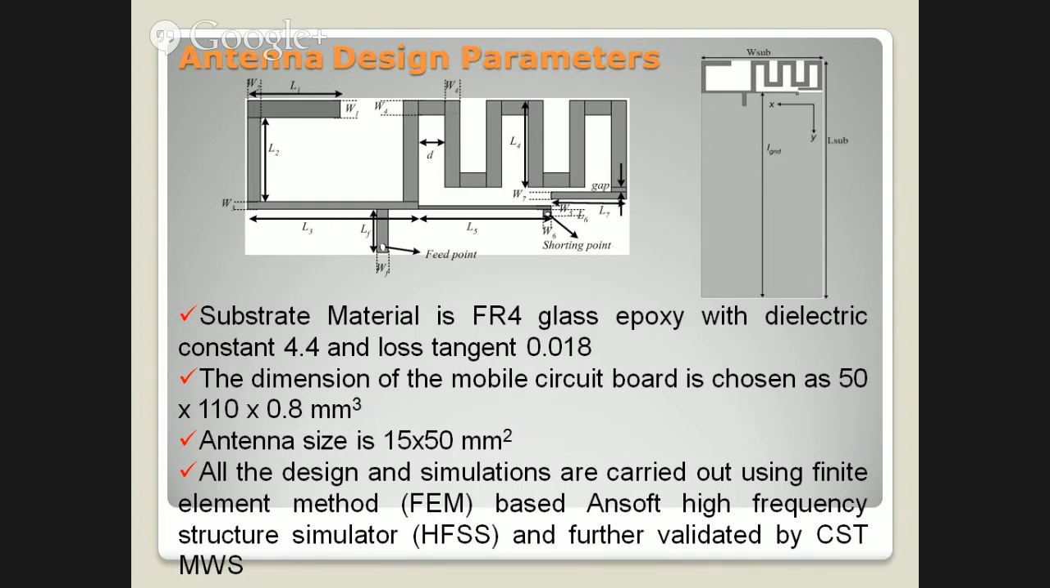This is the proposed antenna for multi-band application. This is chosen for the substrate material FR4 glass epoxy with dielectric constant 4.4 and loss tangent 0.018. The dimension of the PCB for the mobile antenna is 50 by 110 mm, and the thickness of the substrate is 0.8 mm. All the designs were carried out with HFSS simulation software and further validated by CST Microwave Studio.